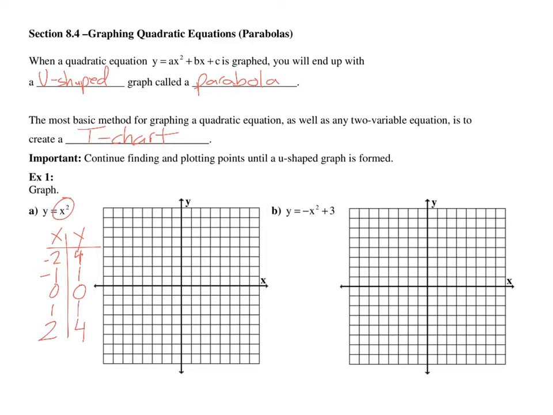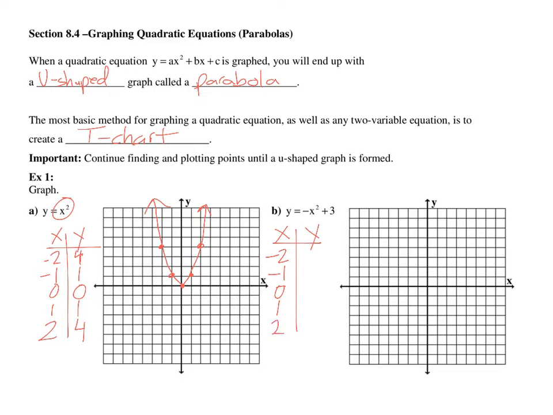So plotting these points now, I have -2 up 4. Then I have -1 up 1. Then I have 0, 0. Then I have 1, 1. And I have over 2 up 4. All right, and I have enough points to graph my parabola. All right, let's do another one. Create your t-chart, x and y. Let's choose these values. Now you could choose other values, but these are typically the easiest values to work with.